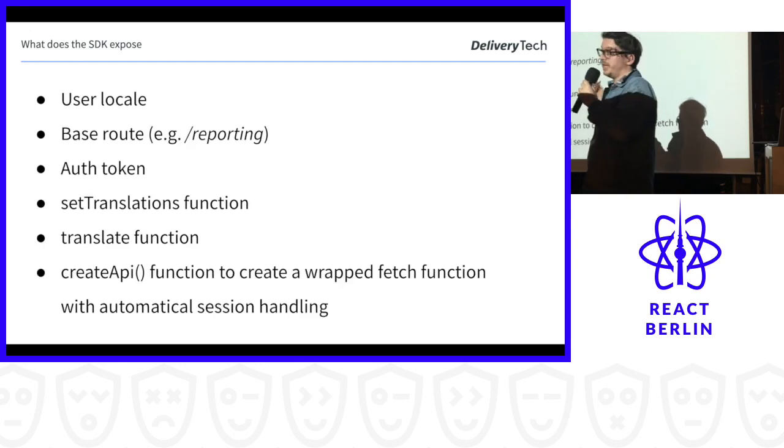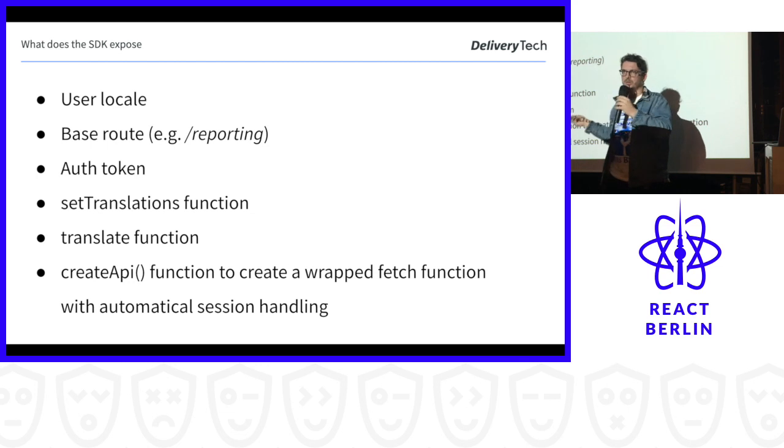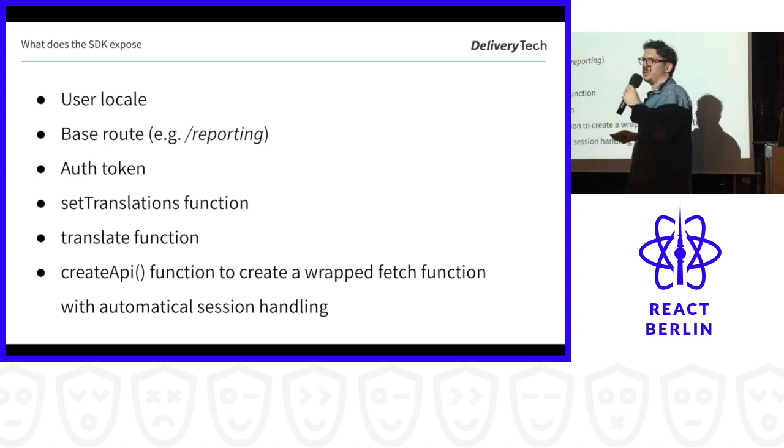Other things also like user locale to fetch the right translations, the base route to know where the entry point of your plugin is, the auth token to authenticate, and also some helper functions that they can use, like set translations and translate, which uses our translation system, so that you don't need to redo things like okay or yes or no, because this is already done.